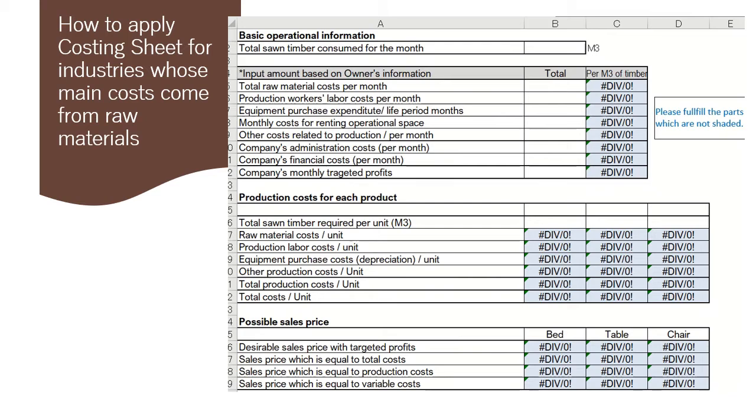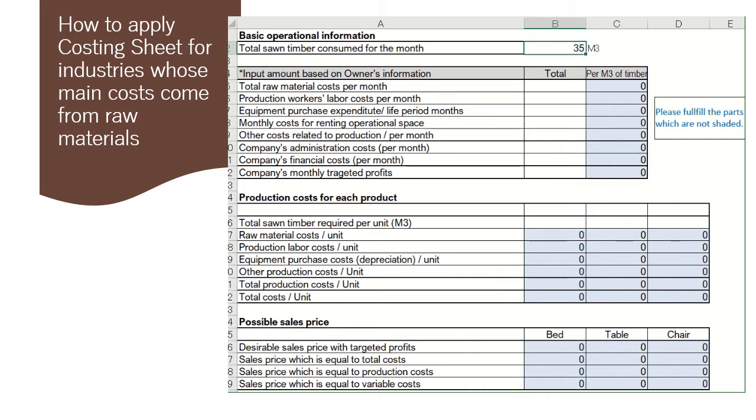Let's see an example of how to apply this format. In the case of the wood processing company, the main raw material is sawn timber. When the company consumes 35 cubic meters of sawn timber per month, we can mention it in the first line of this sheet. Then, we can fill in the company's monthly total cost for raw materials, production work, etc.